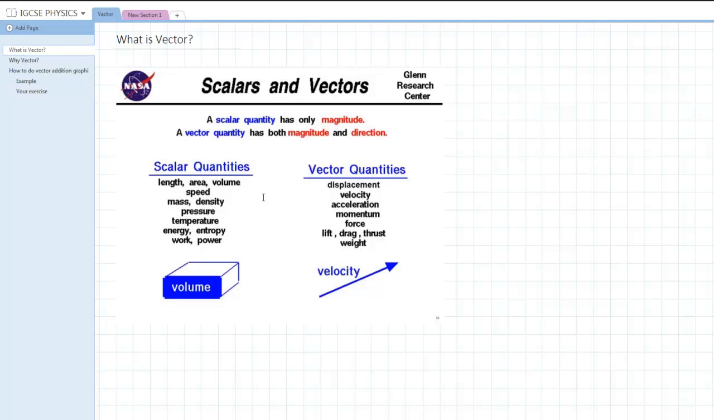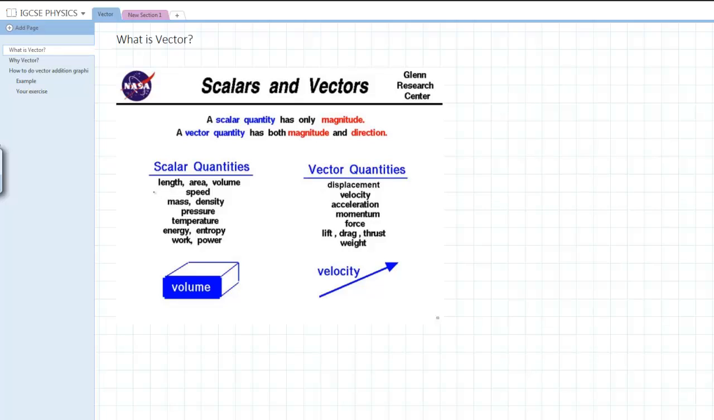Vector. What's a vector? Basically, the opposite is the scalar. You can see here, a scalar has only magnitude, while a vector has magnitude and direction. By magnitude, I mean how strong a quantity is, like a force and how strong the force is, while the direction tells you the direction.